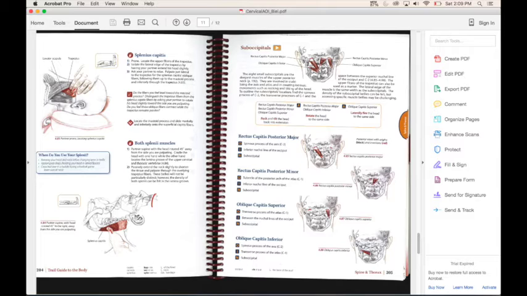Obliquus capitis inferior. Originates from spinous process of C2. Inserts into the transverse process of C1. Actions: ipsilateral rotation.